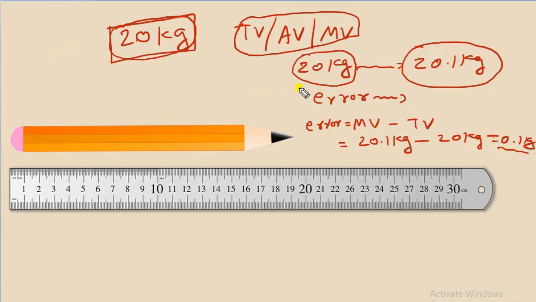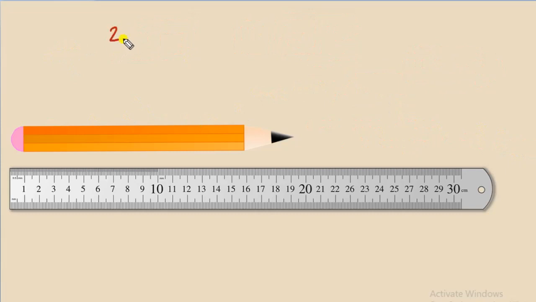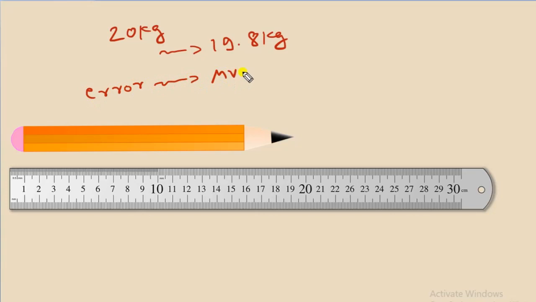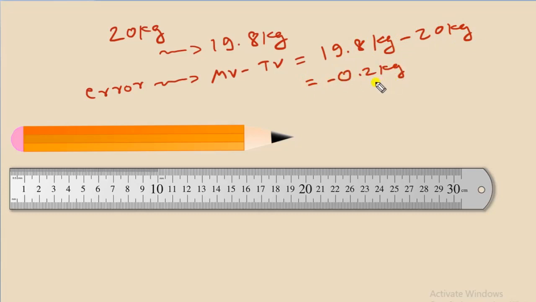This error is positive. Let's consider another possibility where we are measuring a mass, say 20 kilogram again, but this time the machine gave us a reading of 19.8 kilogram. Now can you tell me the error in this case? In this case, the error would be again measured value minus true value. Our measured value this time is 19.8 kilogram minus true value, which is 20 kilograms. So this time the error came out to be minus 0.2 kilogram. So this time the error is negative. We learned that error can be positive as well as negative. When the measured value is more than the true value, we get a positive error.